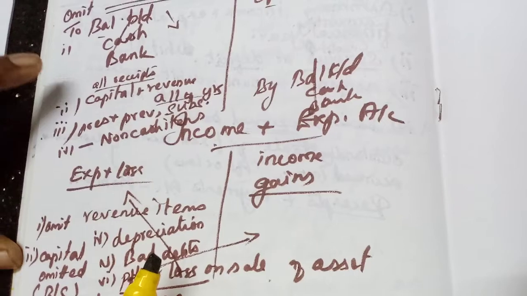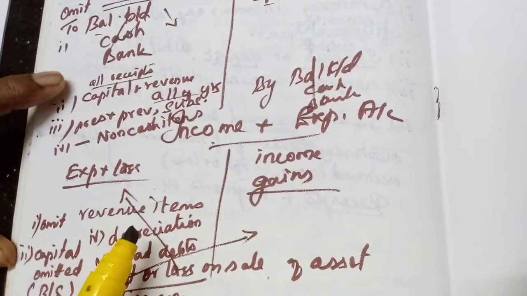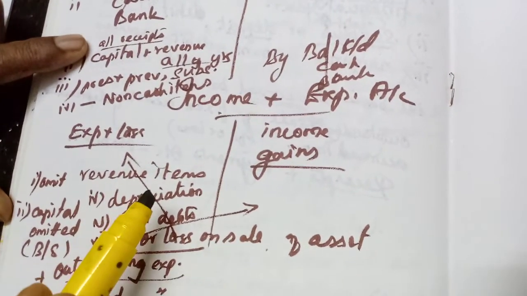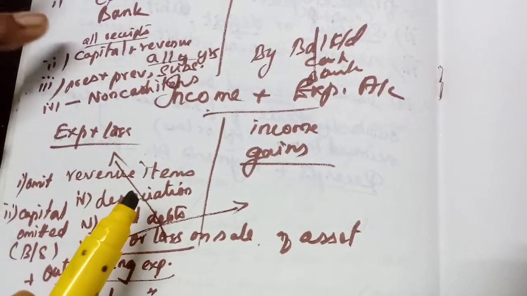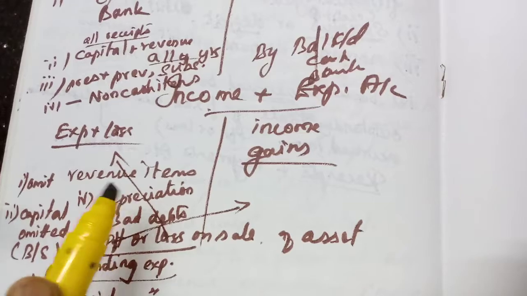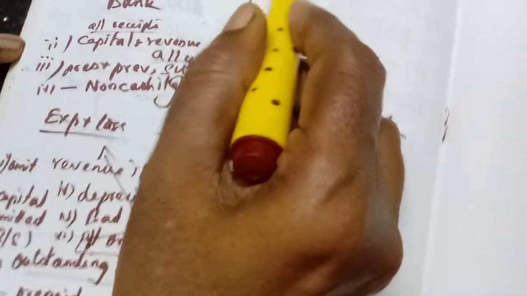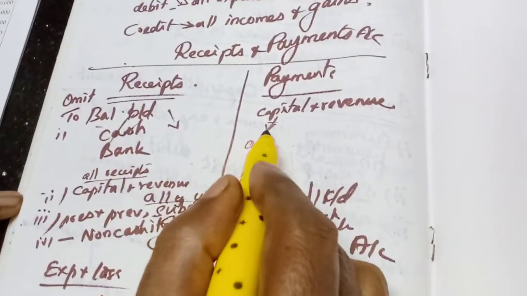Then we have to take only the revenue receipts. I have told you how to find out the revenue receipt and capital receipt or expenditure. Capital items will appear only once. That is the shortcut, only once.